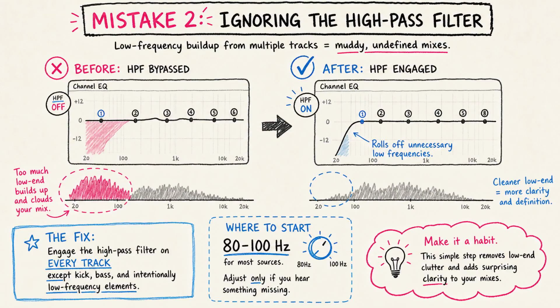The high-pass filter is arguably the most valuable tool in Channel EQ, yet many producers leave it bypassed by default. Low-frequency buildup from multiple tracks is one of the most common causes of muddy, undefined mixes. The fix: develop the habit of engaging the high-pass filter on every track except kick, bass, and intentionally low-frequency elements. Start with a moderate setting, 80 to 100 Hz for most sources, and adjust only if you hear something missing. You'll be surprised how much clarity this simple step adds to your mixes.